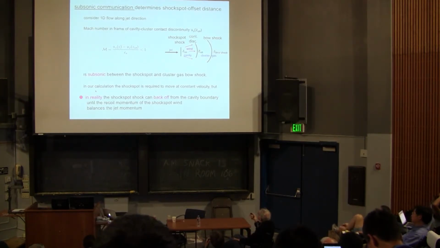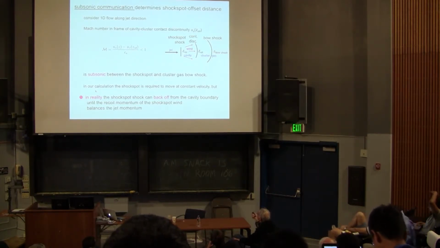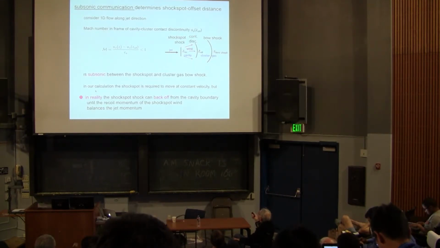Well, when I analyzed my solutions, I found that the entire distance between the shock spot region and the region behind the bow shock is in subsonic communication. That is, the Mach number is less than 1 all through that region. So these two regions talk to each other hydrodynamically. So the shock knows where to form so that it can produce a momentum balance with the wind flowing this way and the jet coming in this way, and accommodate this offset, create the offset. The offset is created automatically.